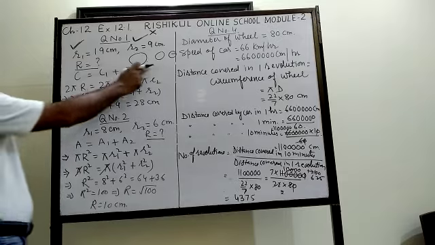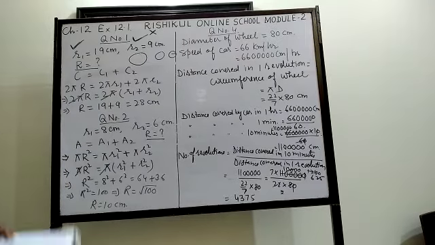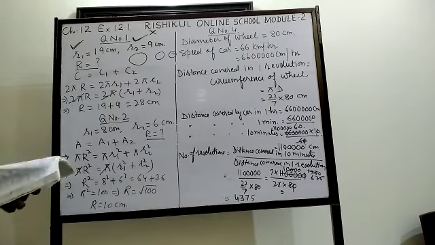C is equal to C1 plus C2. A is equal to A1 plus A2. Now question number 4 beta. Question number 3 you do yourself.